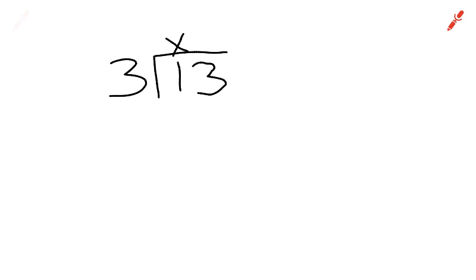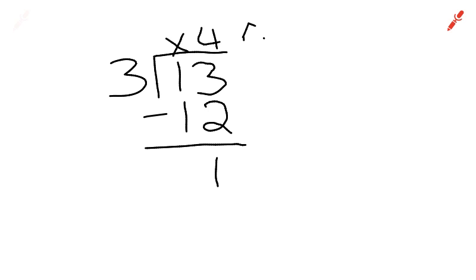Next one, 1B, 13 divided by 3. 3 does not go into 1, it does go into 13. We know 3 times 4 is, what, Zara? 12. 3 times 4 is 12. So we'll subtract, and we get 1. What is our answer, Bella? 4 remainder 1. All right. And that is the answer for 1B.